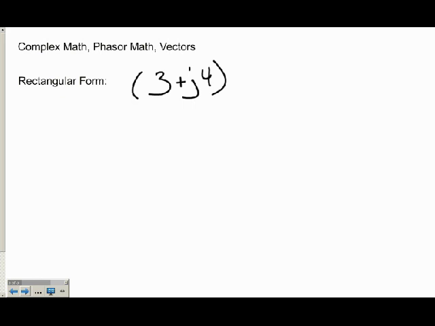Okay? This can be expressed in what we call the rectangular format, where the value of 3 is called the real value, and the value of 4 is called the imaginary value of the component. I want to also note the j. J, not i. As an electrical engineer, i equals current. So to remove that confusion, electrical engineers use j as their notation. So there you go. That's our resultant.